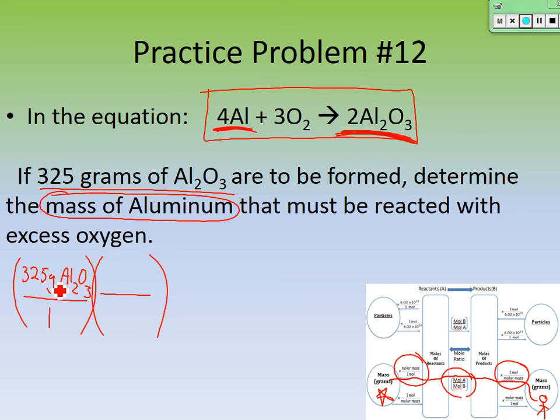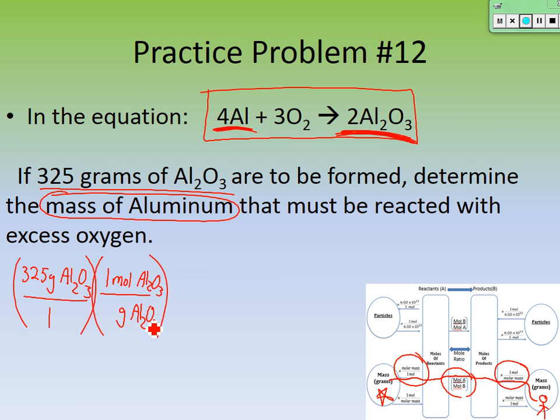If grams of aluminum oxide's on top, it's got to go on the bottom. And it's telling me to put 1 mole on top. 1 mole of what? Al2O3, aluminum oxide. Yeah, good. So let's take a second and figure out the molar mass.